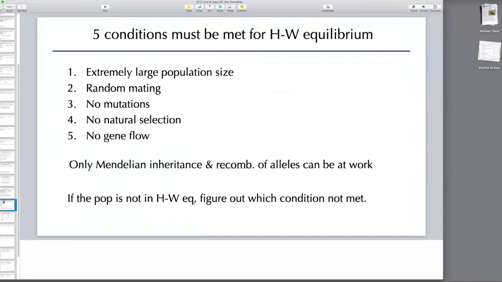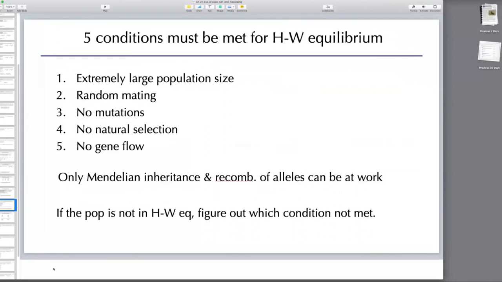So the issues here: how does it get into Hardy-Weinberg equilibrium? Meaning that when you use the equation, it comes out the same as reality. That's when you compare observed to expected. Observed is reality. Expected is the equation. So if any of these five things are broken, we expect the population would not be in Hardy-Weinberg equilibrium. The equation wouldn't match, the calculations would not match reality.